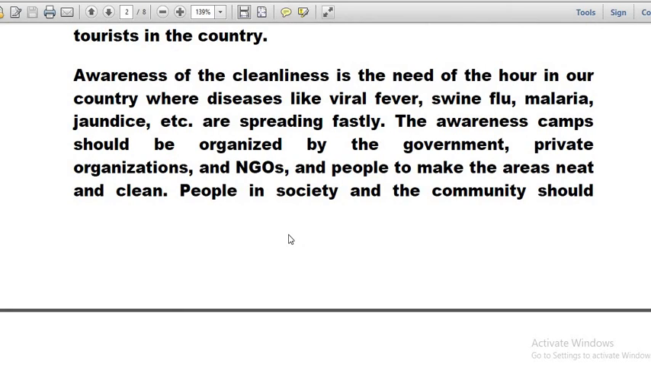Now the last paragraph, awareness of the cleanliness. As a responsible citizen in your speech, you have to give some remedies. You can't leave it open-ended. You have to give some remedies.